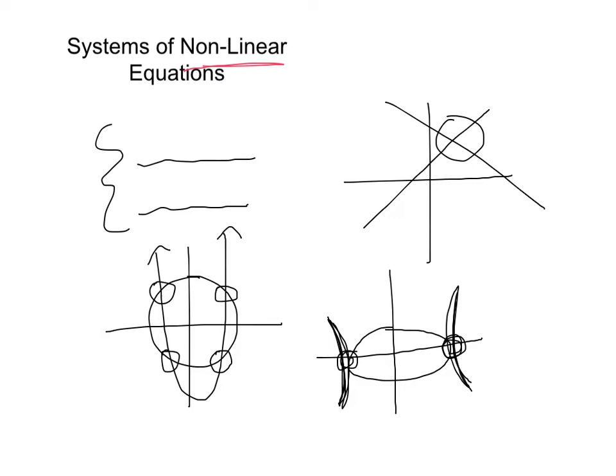Just like before though, systems can have no solutions if they never touch at all. So the number of possible solutions we're going to be looking at in this video is 0. They could touch just once, 2, 3, and 4. So these are all of our possibilities. We could also have infinite if we happen to have an equation that represented the same circle or something like that.